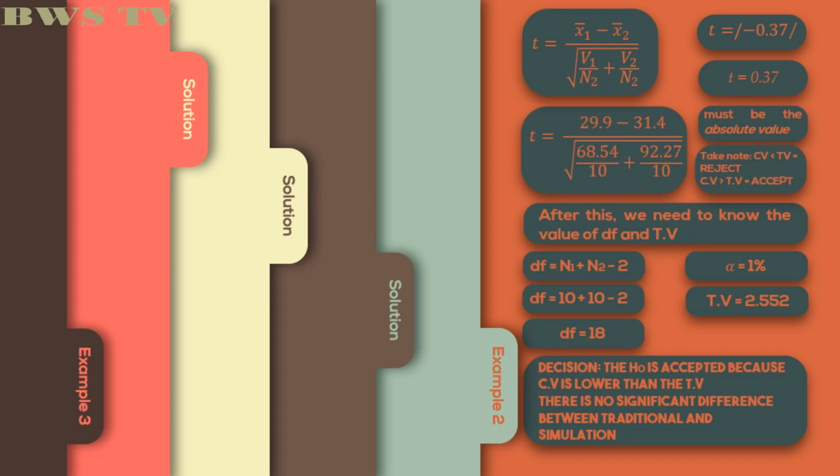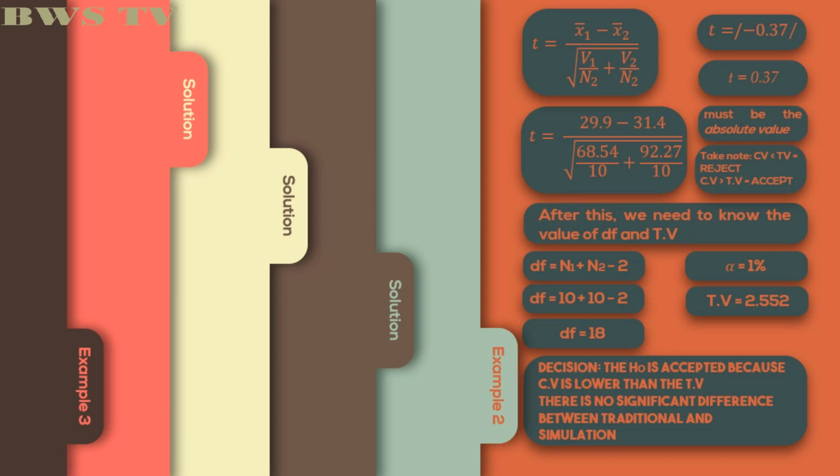For the tabular value, we will just show it to you at the end of the video. For the degrees of freedom, it is equal to the population of the first group and the population of the second group added, minus 2. For the degrees of freedom, it will be 10 plus 10 minus 2. The degrees of freedom is equal to 18. Your alpha value is equal to 1% since it is stated at 1%.